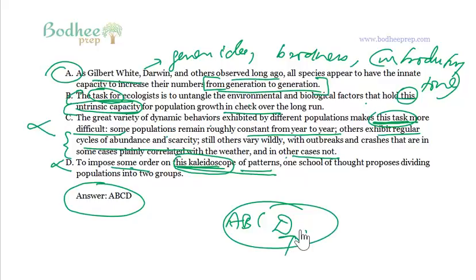It's a very nice question. Very well written. As Gilbert White, Darwin and others observed long ago, they observed something, right? And that was the capacity of the species. The task for ecologists is to basically understand this kind of capacity. This task is made difficult by something. Right? So basically A, B, C, D is the right answer.